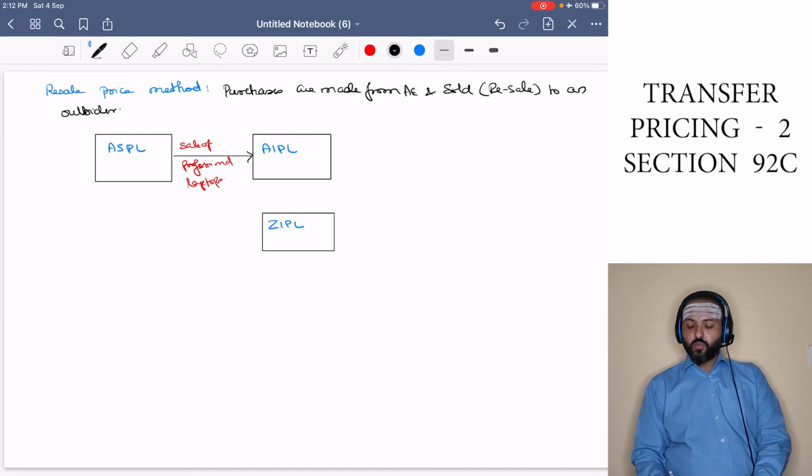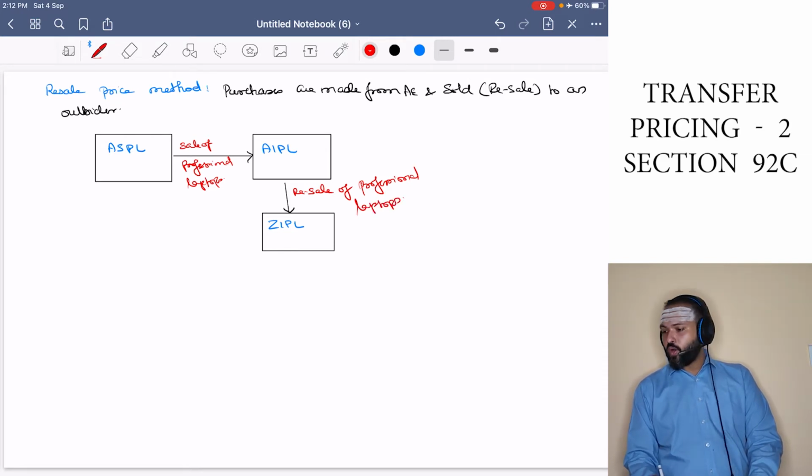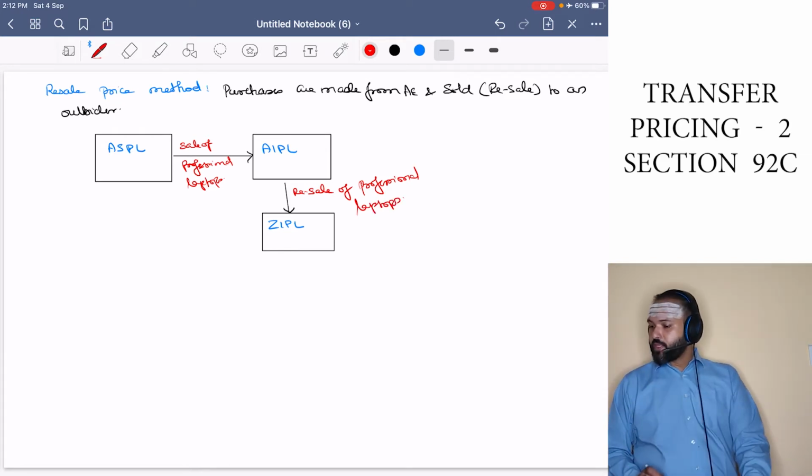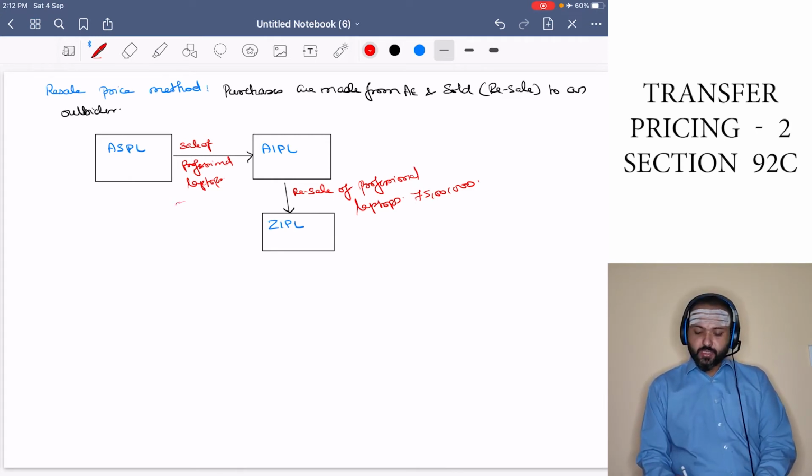Now, what happens here? This in turn is being sold. So, resale of professional laptops. And what is the rate at which we are reselling it? We are reselling it at 75 lakhs. And what was the rate at which we purchased? It is 50 lakhs.